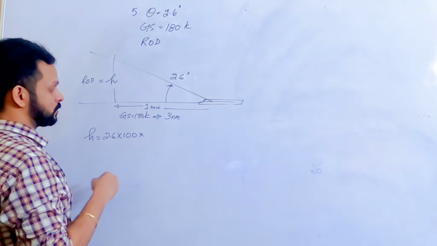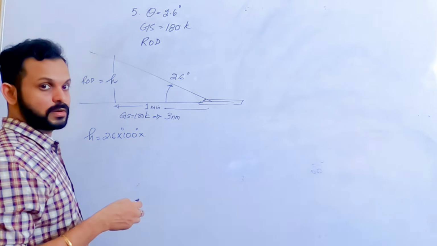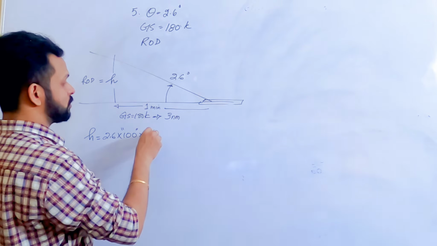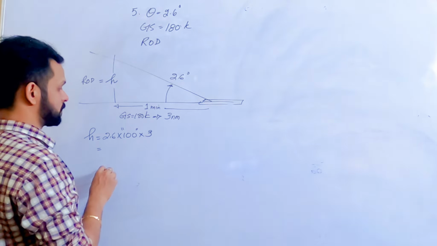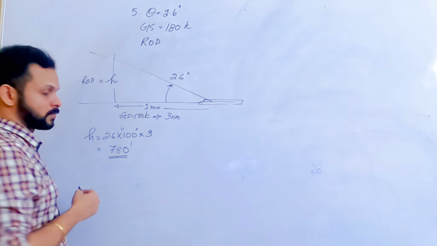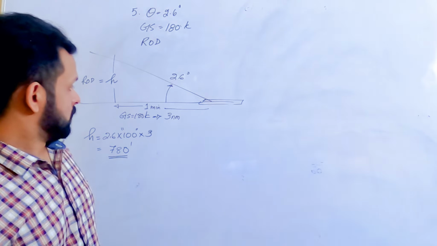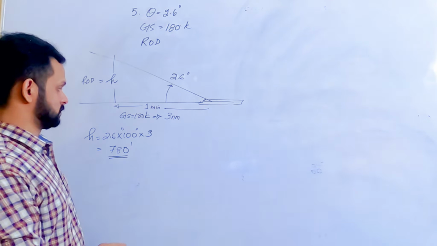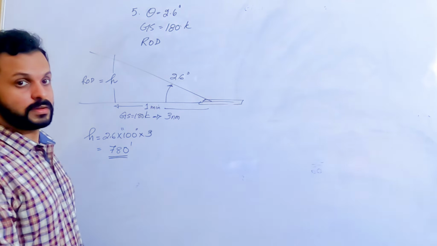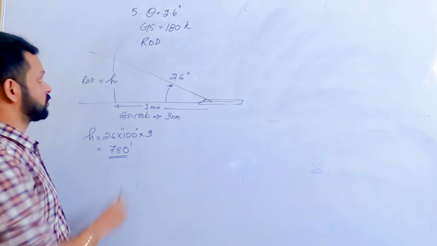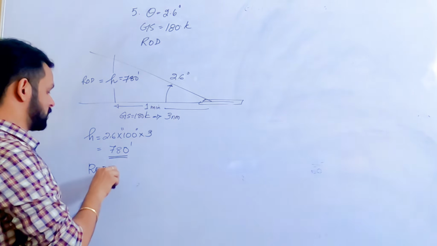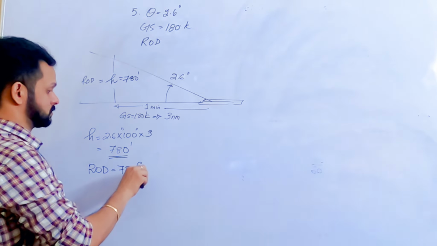So we saw this 100 thing yesterday, if you remember. How did this 100 come up? It was 6,000 by 60, right? Into your range, which is 3. How much is that? It's 2.6 into 100 into 3. It's 260 multiplied by 3, so it's 780 feet. So this is the height which you are supposed to lose in 1 minute. Therefore, this is also nothing but the ROD, the rate of descent.